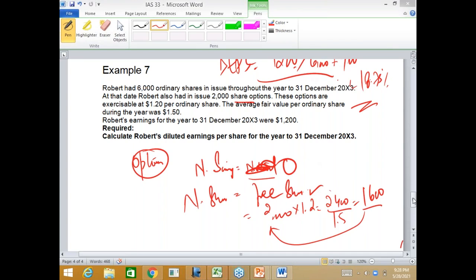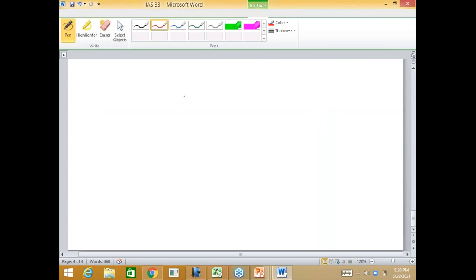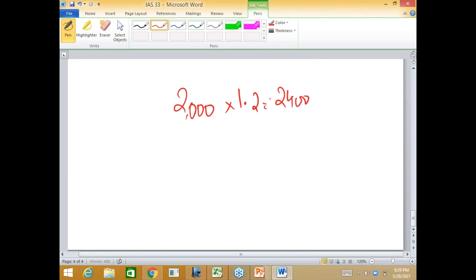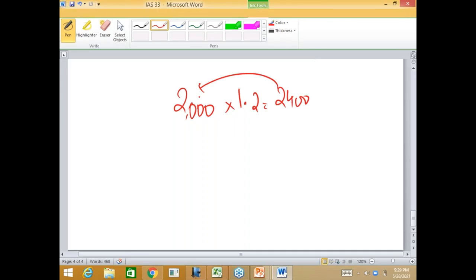Now, actually, the company has got 2,000 options, but for each option, the company has to pay 1.2 per share to get the shares. The company has got 2,000 shares at a value of 2,400. 2,400 is the price, and the company has got 2,000 shares at a price of 2,400.